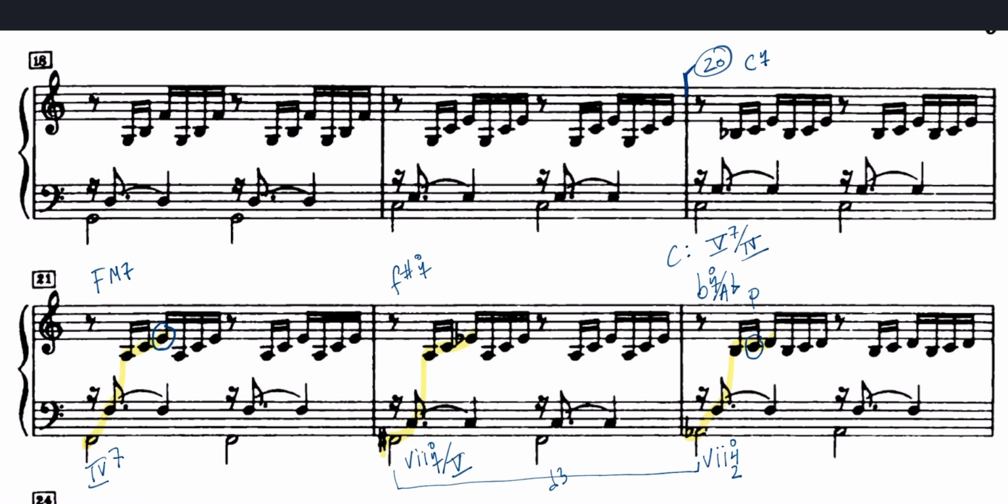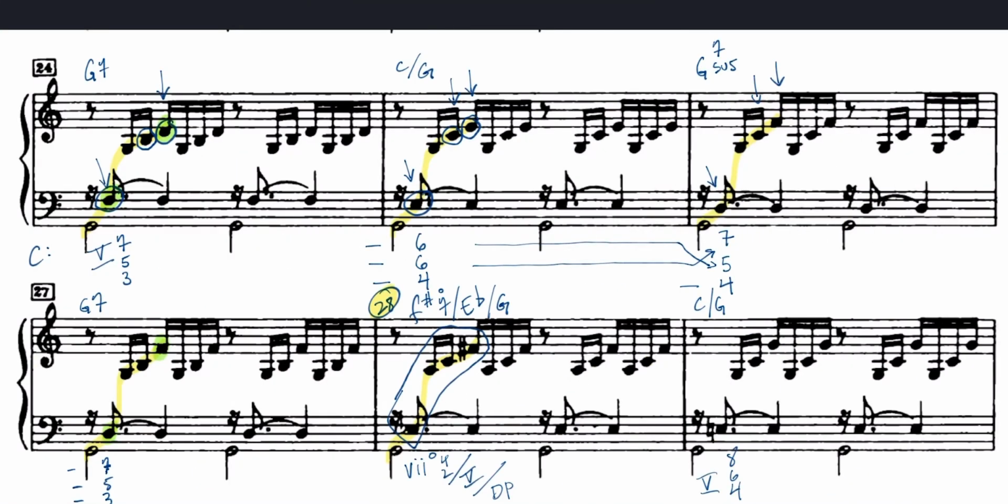F major 7. F sharp full diminished 7. Circle of fifths progression down to the B fully diminished seventh over A flat with the passing tone C. Okay, now fast forward to the next series. Now our dominant prolongation.